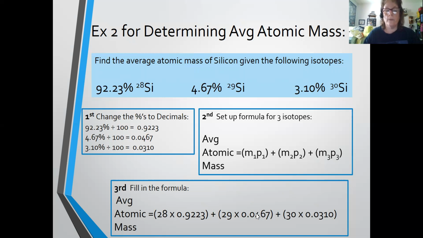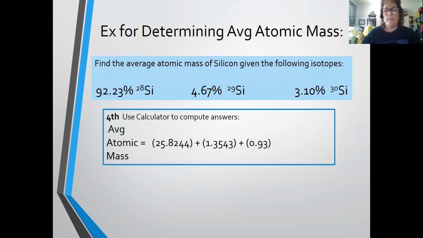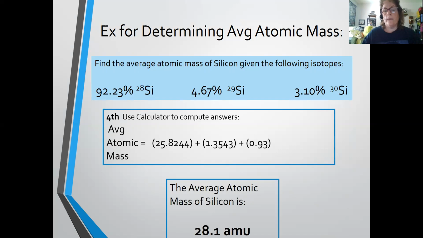So there's your decimal version of 4.67%. And then the last one we said was silicon 30. Put your mass there and multiply that by the decimal form of 3.10%. Okay, so when you do those multiplication parts within the parentheses, that's what you ended up with. And then we have to add those together to give us our average atomic mass of silicon, which is 28.1 AMU.